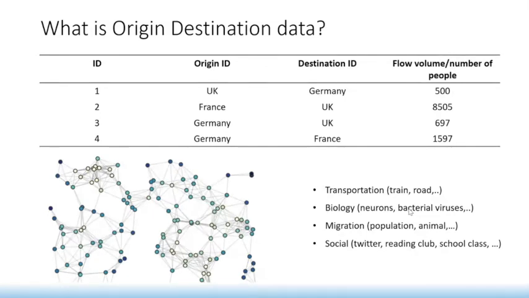For example, if we take migration data in Europe, the origin and destination IDs would be the names of the countries, and the volume of the interaction would be the count of the people that migrated between those places. Such flow data can be found almost everywhere: transport, biology, geography, but also in virtual spaces, such as social media networks.